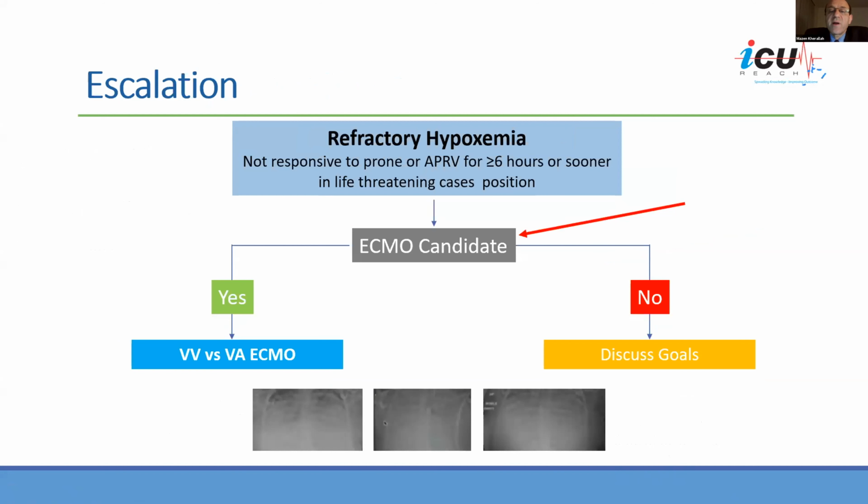And the last step is, if the patient does not get better, continues to have refractory hypoxemia, not responsive to proning position or APRV for more than 6 hours, or even sooner in life-threatening cases, at that time you evaluate your patient if he or she is a candidate for ECMO. If the patient is a candidate for ECMO, you make a decision whether they should go to VV ECMO or VA ECMO if they have cardiac collapse at the same time. If they are not candidates or it's not available, the only thing you would do is discuss goals with the family and see what you're going to do next with the patient.